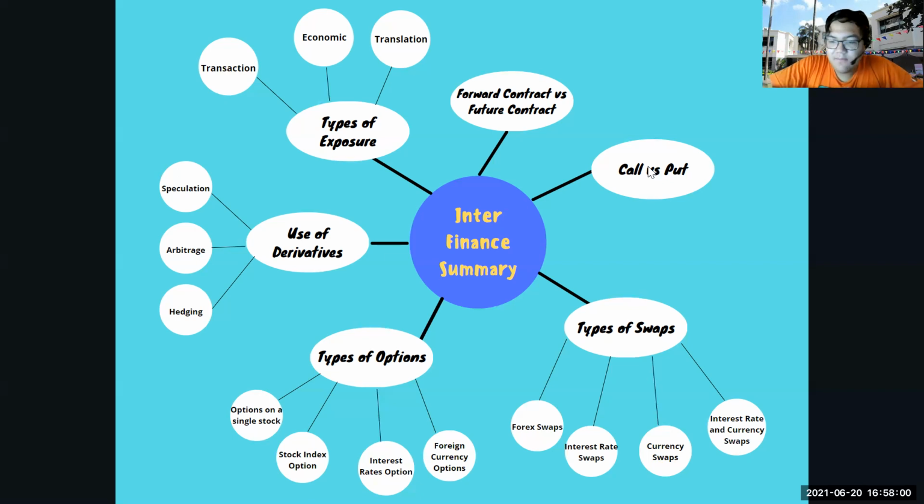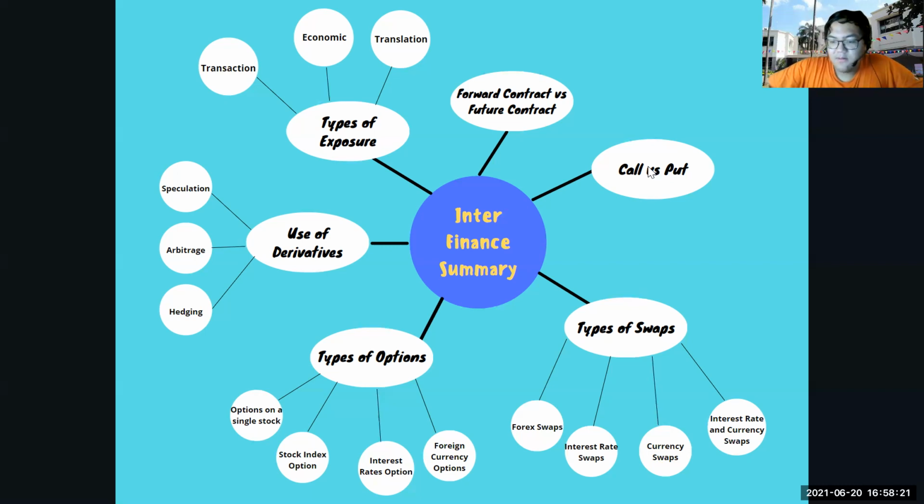Whereas on the other hand, put options give the holder of the option the right, but not the obligation, to sell a specified amount of an underlying security at a specified price within a specified time frame. Put options are also available on a wide range.